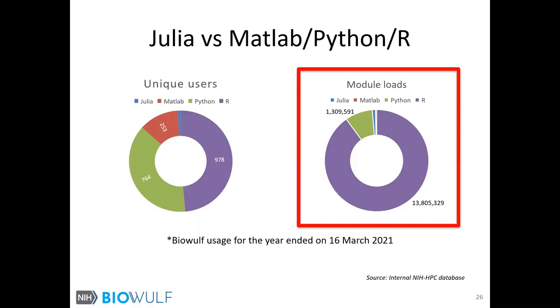And we also have to consider that R is needed for a ton of biomedical applications on Biowulf, and this is why they need R. If they need R, then the R module is loaded many more times than the Python module is loaded. So just a reality check for you to know what Julia looks like on Biowulf at the moment.